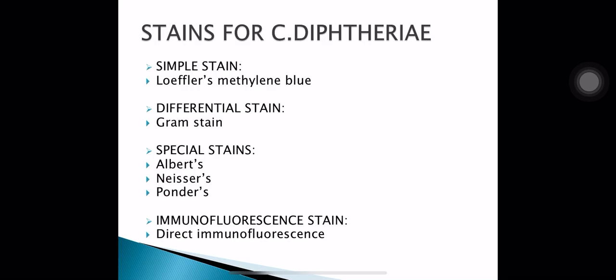Various stains can be used for Corynebacterium diphtheriae. Simple stain: Loeffler's methylene blue. Differential stain: Gram stain. Special stains: Albert, Neisser and Ponder stain can be used. And in immunofluorescence stain, direct immunofluorescence can be used for Corynebacterium diphtheriae. So a point to be noted here is that 4 different kinds of staining types can be used for Corynebacterium diphtheriae.